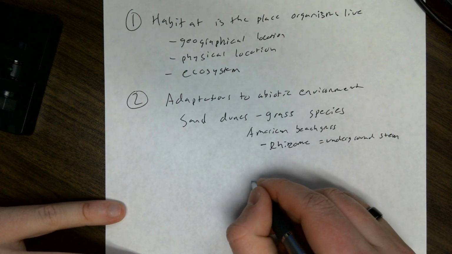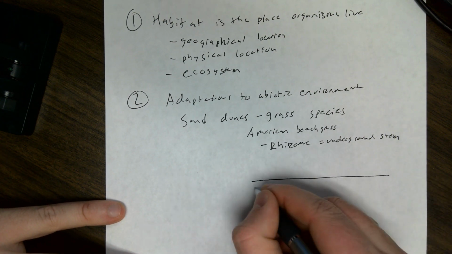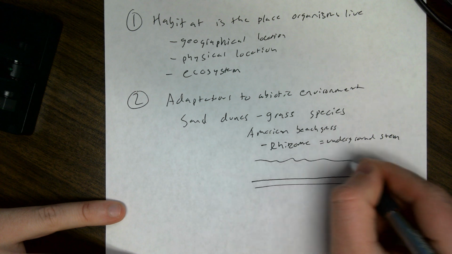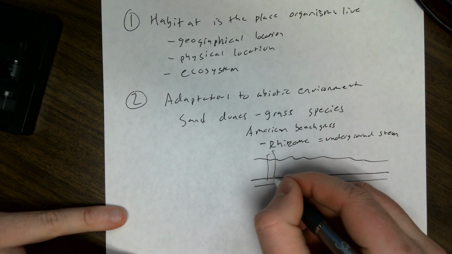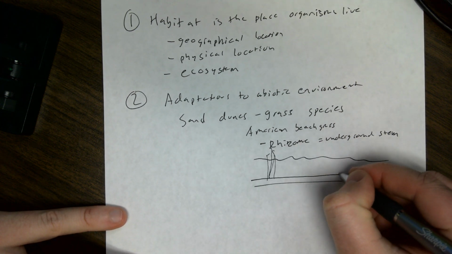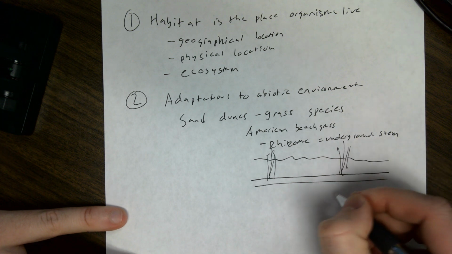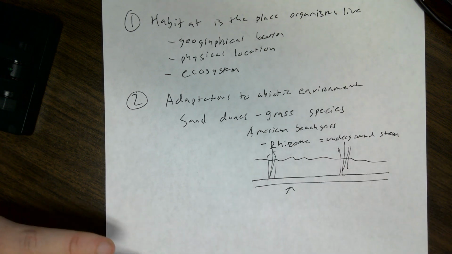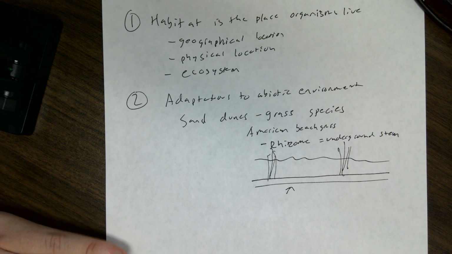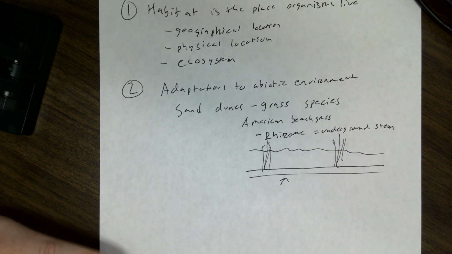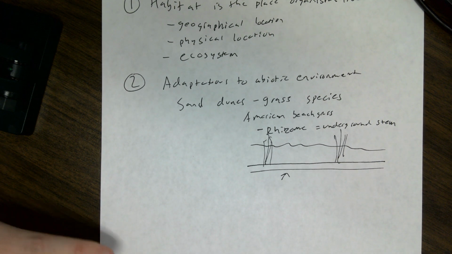And so it would look like this. This would be the stem, this would be the sand dune, and then it would shoot up grass at different intervals like that. This is the rhizome that helps hold it in place, and it allows it to anchor in the sandy and the salty environments.